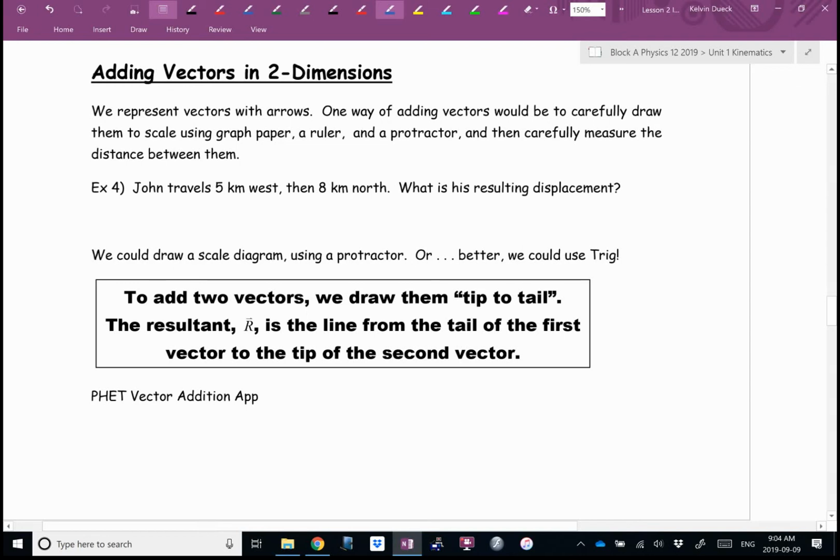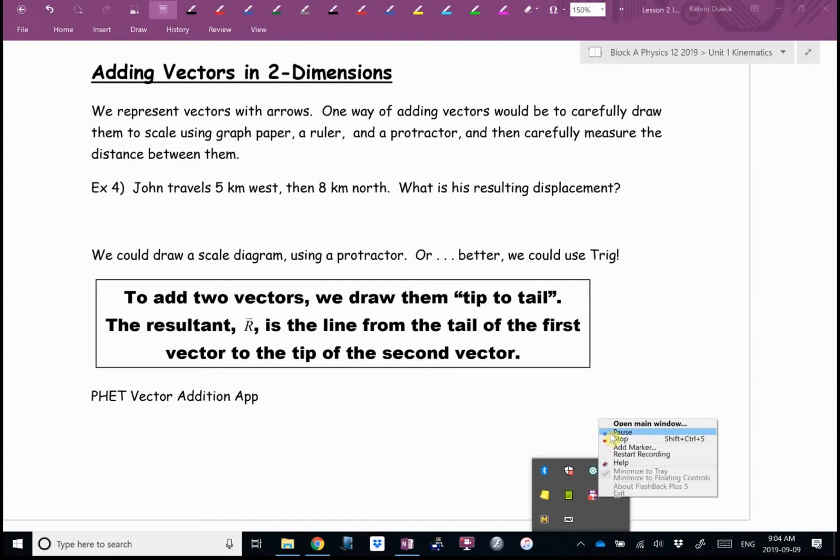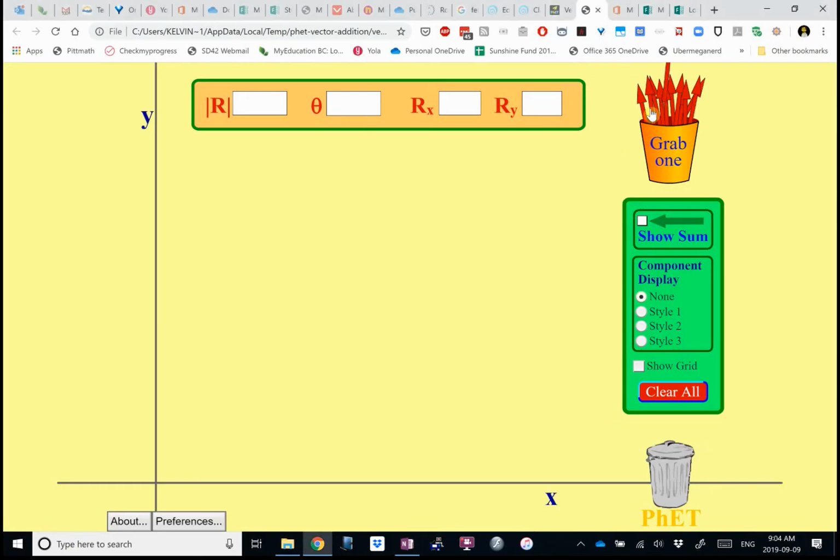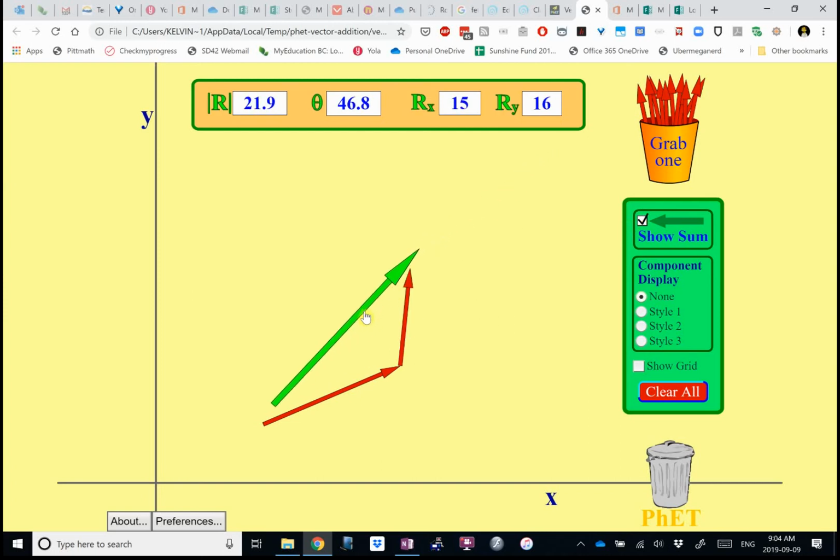Now, we're going to talk about what that means, but that's something you are going to have to commit to memory. That's not on your formula sheet. If I want to add 2 vectors together, I draw them tip to tail, and then the resultant is from the tail of the first vector to the tip of the second vector. So here's a vector. If I have another vector and I want to add them together, here's the tip of the first vector, here's the tail of the second vector. I would draw them tip to tail, and the resultant goes from the tail of the first vector to the tip of the second vector.